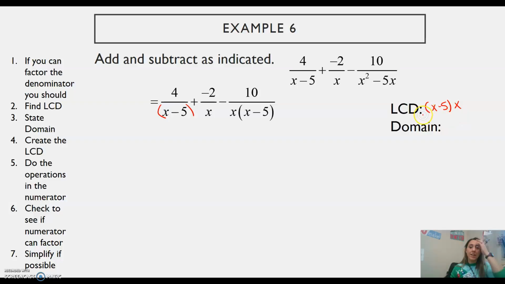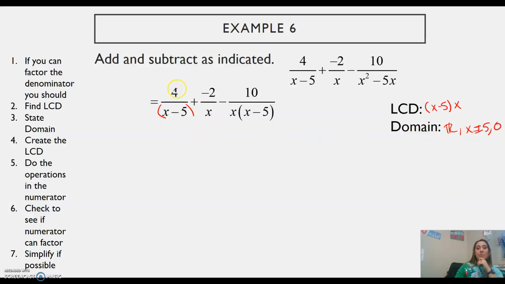It's already there. So then I work on my domain, which is all real numbers, such that the value of x that is going to make this 0 is 5. So x cannot equal positive 5. And the value of x of that would be 0. So x can't equal 5 or 0. There we go.